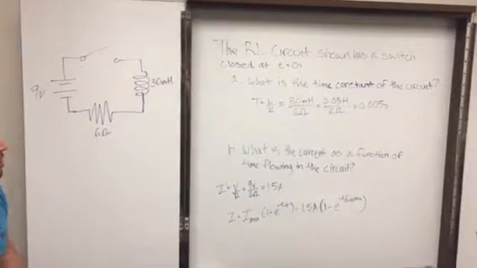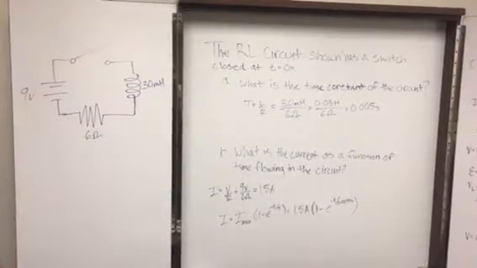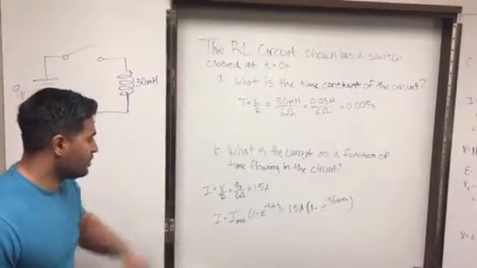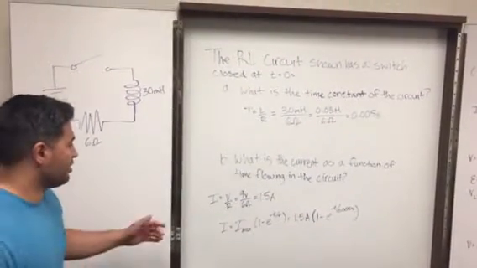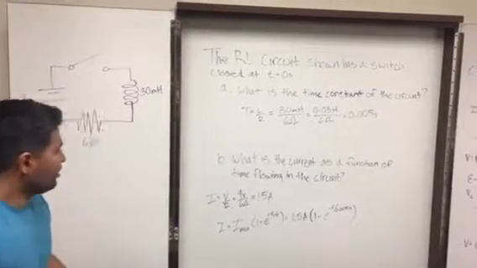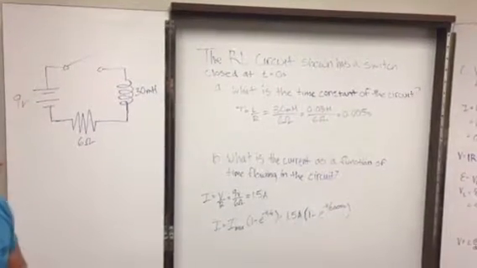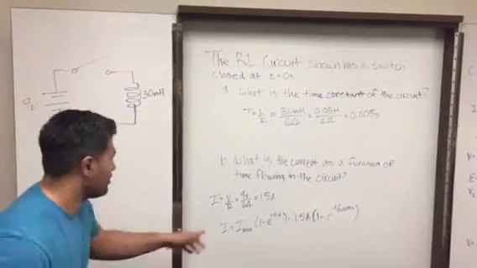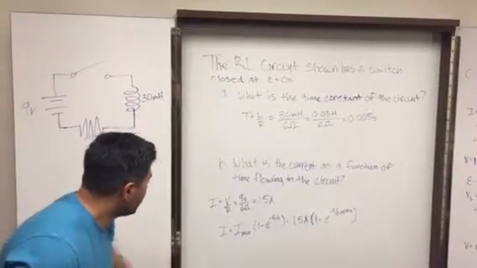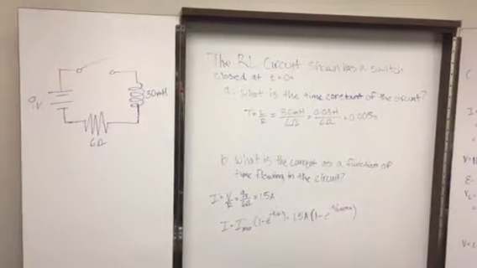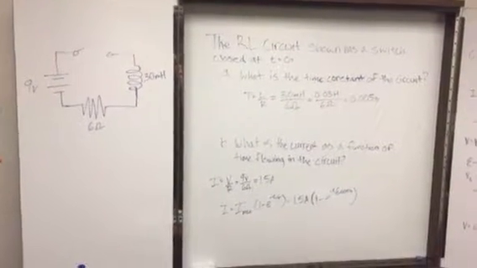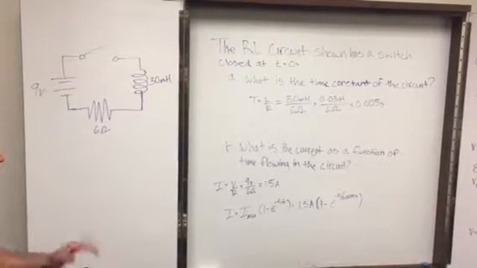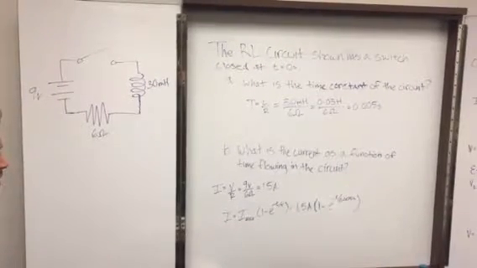Part B says, what is the current as a function of time flowing in the circuit? The first thing we did was find what the Imax was using Ohm's law, V over R, which gave us 1.5 amps. And then for this part we're going to do Imax times 1 minus e to the minus t over the time constant.